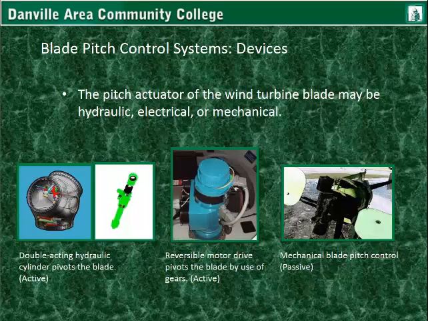The pitch actuator of the wind turbine blade may be hydraulic, electrical, or mechanical. Here is a double-acting hydraulic cylinder that pivots the blade. The double-acting cylinder has force as it extends and force as it retracts, and it is used in conjunction with a lever system to pivot the blade.